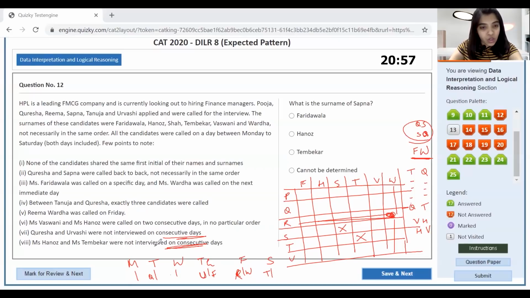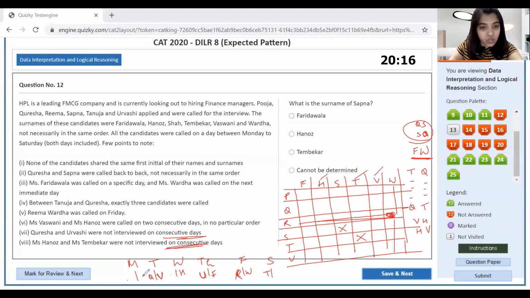Hanoz and Tembekar were not interviewed on consecutive days. This is not Tembekar, we know for sure. Then let's see, what do we have? Hanoz and Tembekar were not interviewed on consecutive days. So what three surnames do we have here? We have Hanoz, and we have Tembekar, because T cannot be here. These are three surnames left. Now we know Hanoz and Tembekar were not interviewed on consecutive days, so they have to be either of these two. Hanoz, Tembekar, Tembekar, Hanoz. So we know this is Tembekar, Hanoz, and we know that this is Vaswani. This is for sure. Then we know Hanoz and Vaswani was anywhere here.